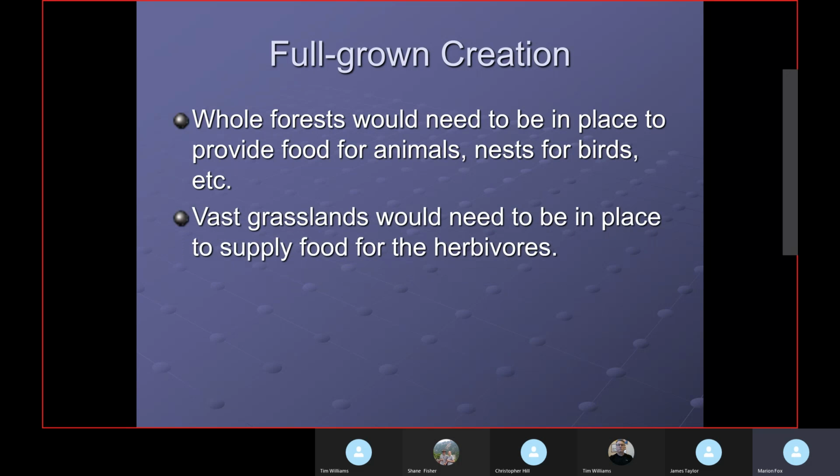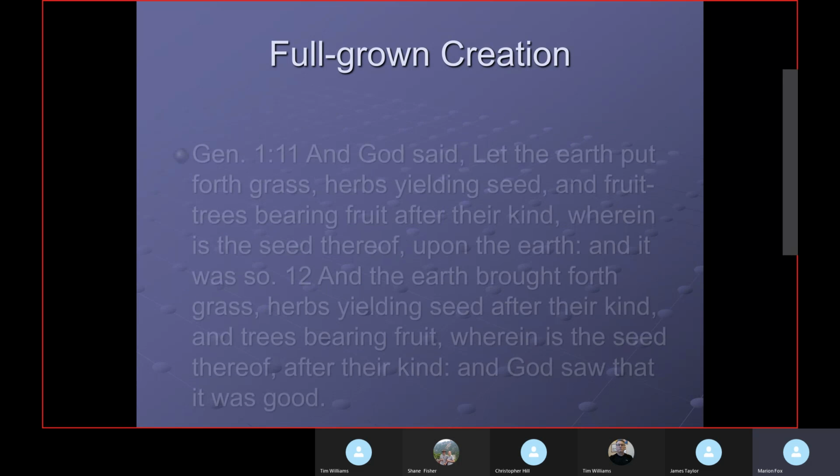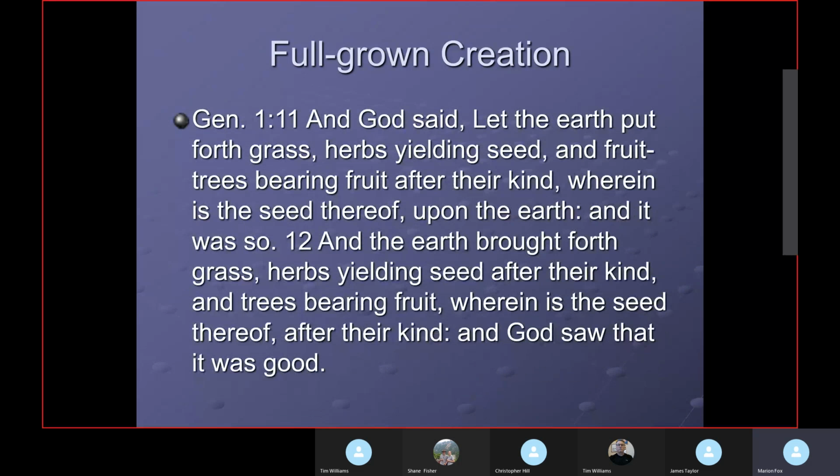Vast grasslands need to be in place to provide food for the herbivores. Now, some of your animals, of course, eat leaves off trees and other things, but the grasslands and so forth would have to be there as well. Seems to be what God said occurred in Genesis 1:11-13. Let's look at those verses.